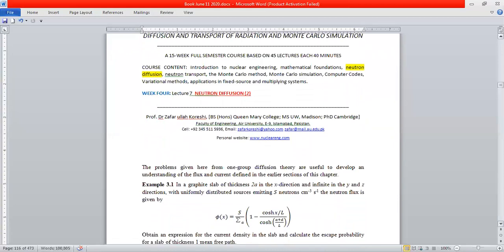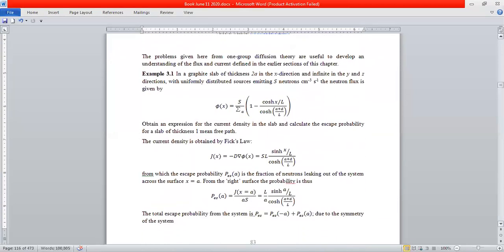So I'm going to continue this from the previous lecture where I showed you solutions in slab and spherical geometry. Now, let me do some problems to show you what kind of numbers come out of this and what kind of situations you can apply one group diffusion and two group diffusion to. So the problems given here are from one group diffusion theory, and they're useful to develop an understanding of the flux and current defined in the earlier sections of this chapter.